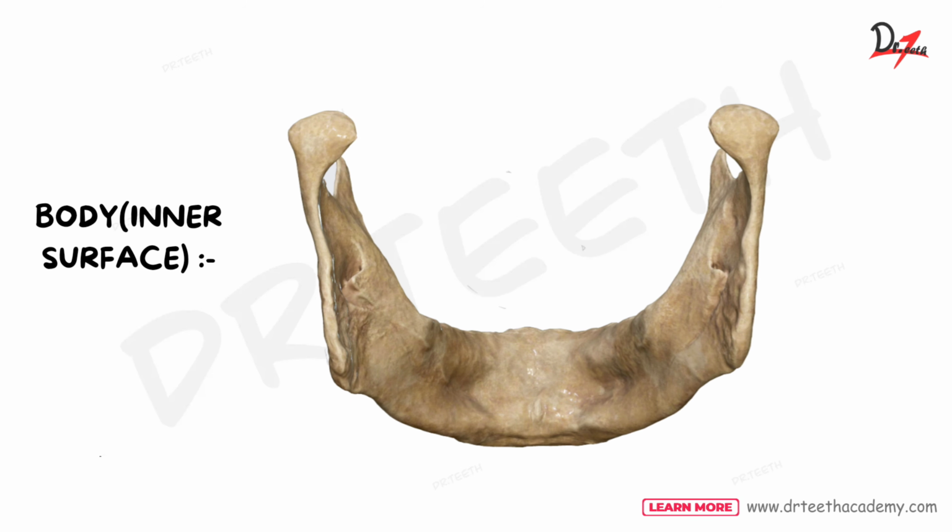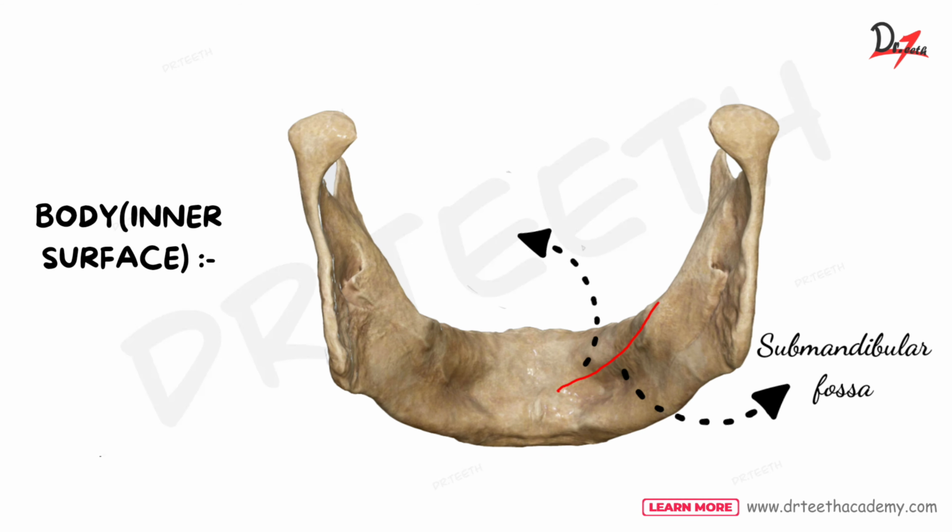Moving to the inner surface, we have the mylohyoid line that runs downward and forwards from below the third molar tooth to the median area below the genial tubercles. Just below the mylohyoid line, we can see this concavity. This is the submandibular fossa, and above the mylohyoid line, we can spot this smooth triangular area, which is the sublingual fossa.